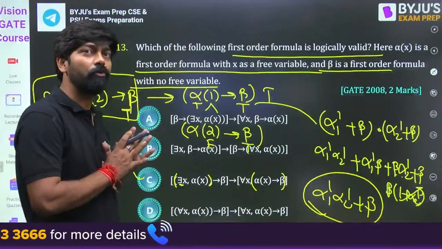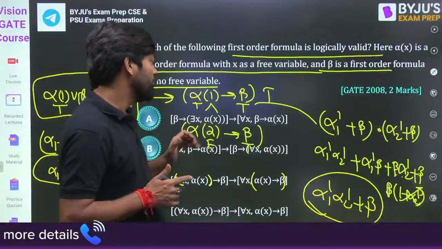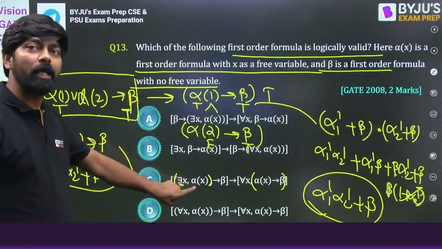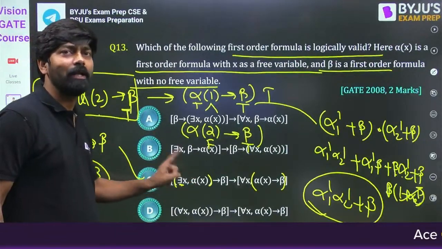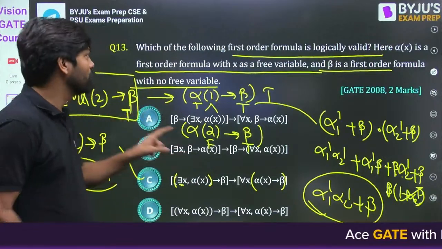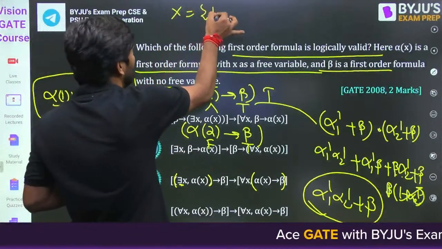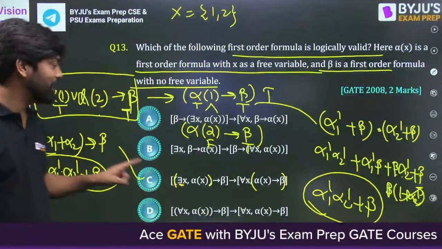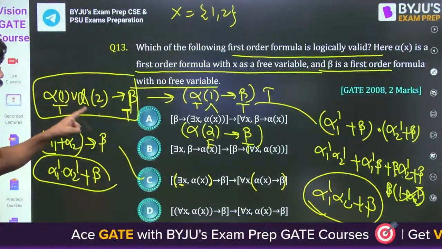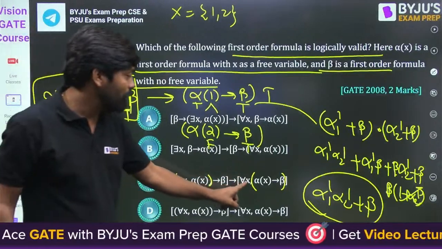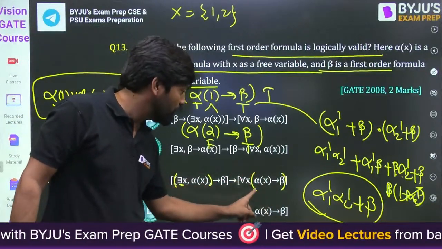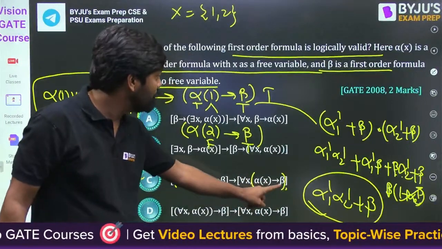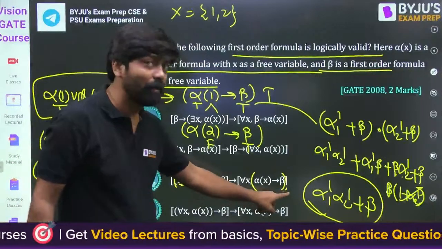See, this kind of question, people may get confused also. Once again, I'm telling, you don't need to do anything. What you need to do is take the x values, 1 and 2, maximum 1, 2. You should know the meaning of there exists. There exists means or, that is alpha 1 or alpha 2 implies beta. For all means for all x, it will go through till here. It means alpha 1 implies beta and alpha 2 implies beta.